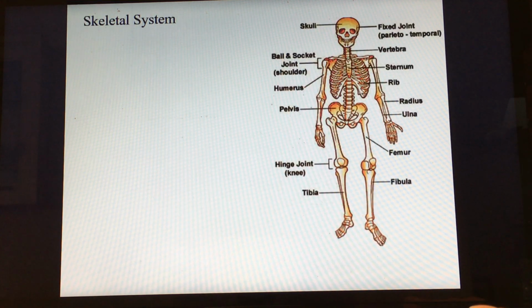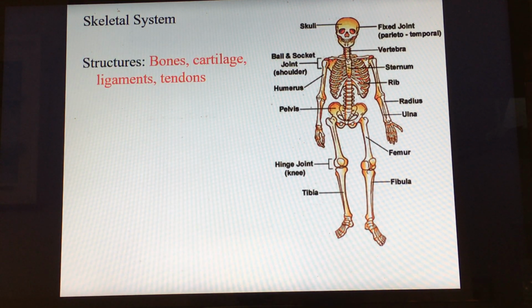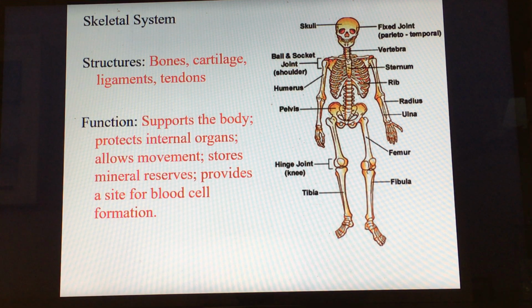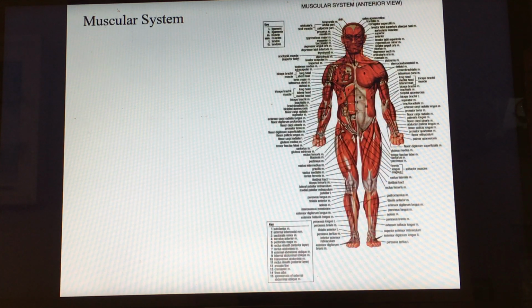The skeletal system includes bones, cartilage, ligaments, and tendons, and it helps support the body, protect internal organs, allow movement, and store mineral reserves, and provides a site for blood cell formation. Particularly red blood cells are made in the bone marrow.